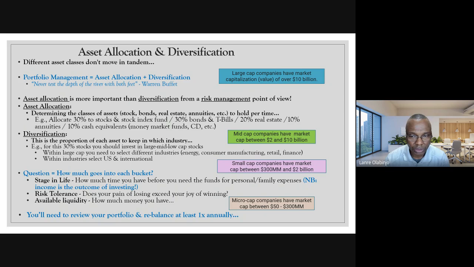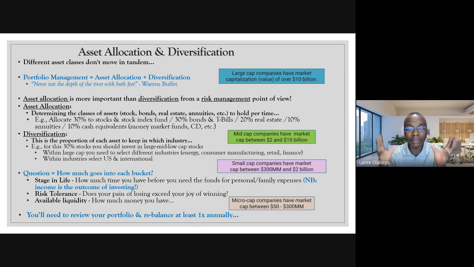And of course, your risk tolerance. Some people are so afraid of losing that they just can't win in the market. So your risk tolerance is another thing. And then of course, how much money do you have? If you have more money, you can afford to be a little bit more aggressive in these things.